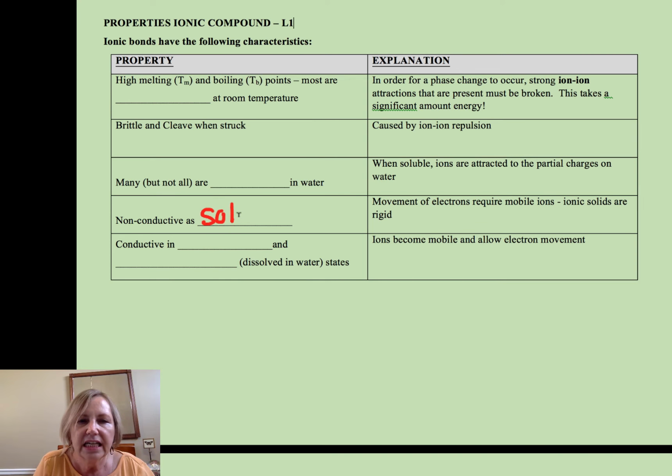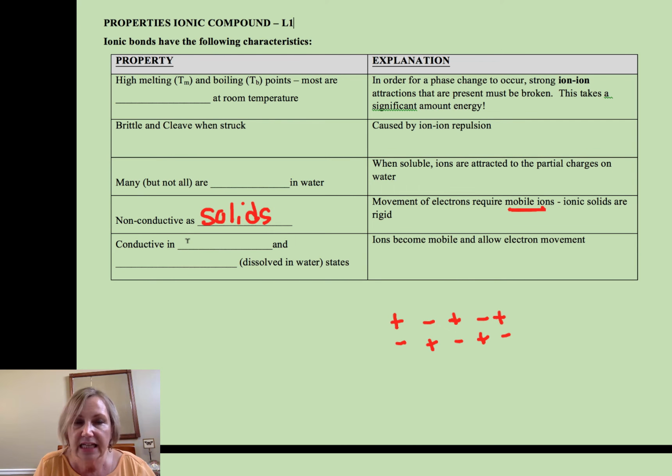So these are non-conductive as solids. To conduct electricity, we need movement of electrons. And to have electron motion, I need mobile ions. And so ionic solids are in that rigid alternating charge lattice. They're not mobile as solids. And if I don't have mobile ions, I don't have movement. I don't have a pathway for electron movement.